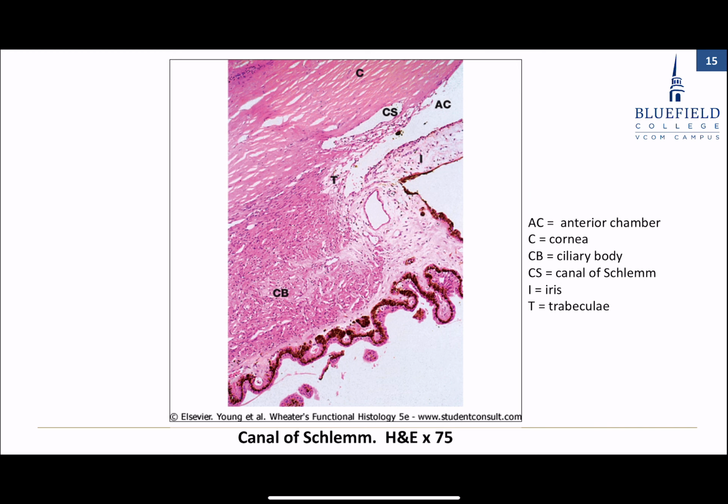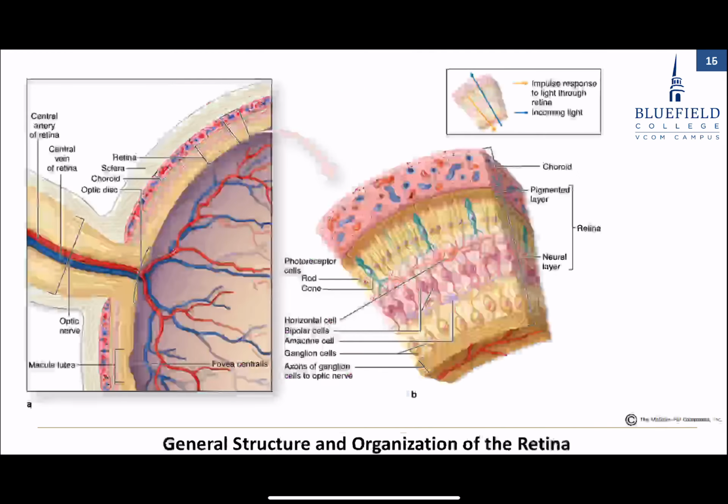All right, let's spend some time on the tunica interna, or the retina. Here we're at the very back of the eye. Here's our sclera in white. I purposely used a lot of different drawings here just so we can see it from different perspectives. Right here would be my choroid. You can see all the blood vessels it has. And then this right here would be my retina.